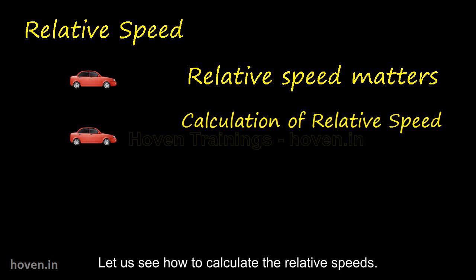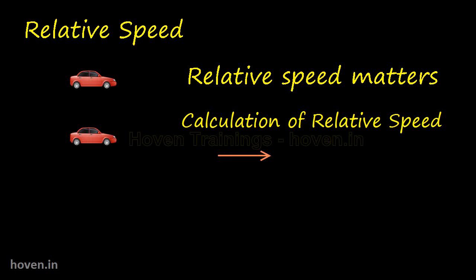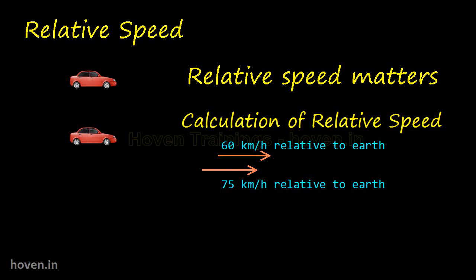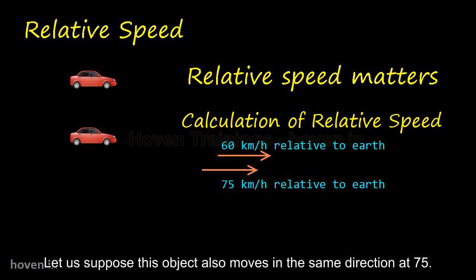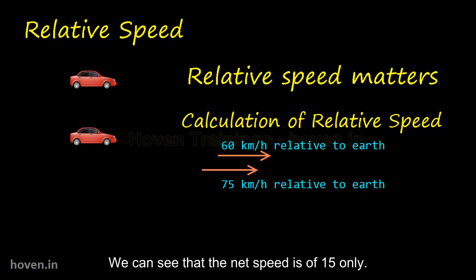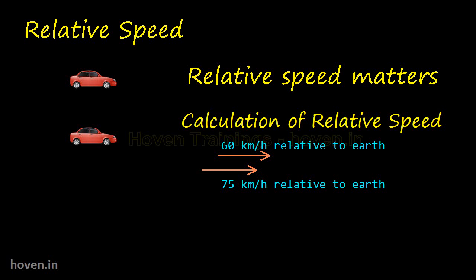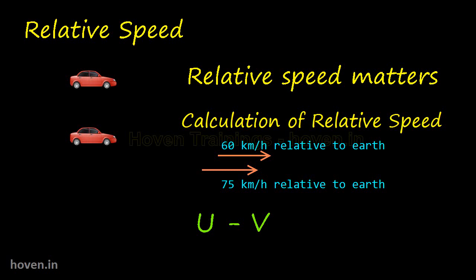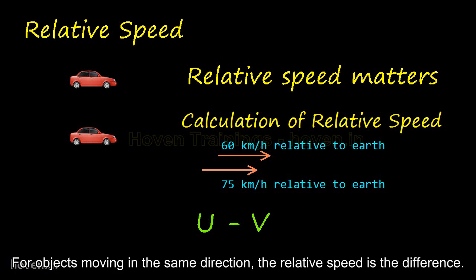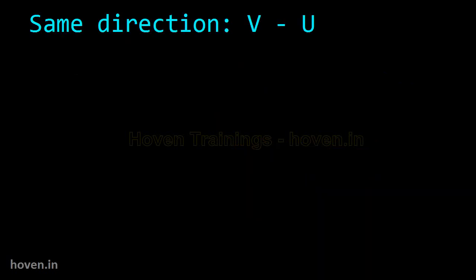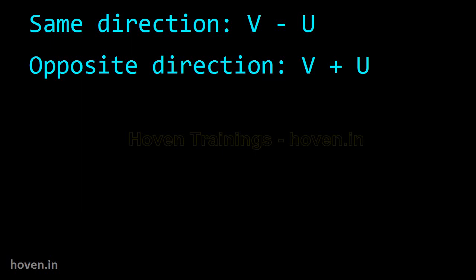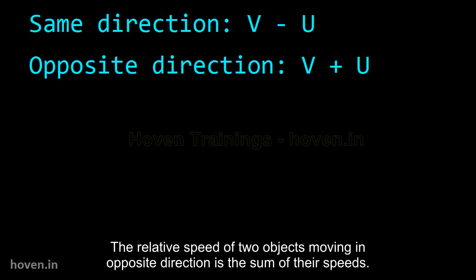Let us see how to calculate the relative speeds. Suppose this object is moving at 60. Let us suppose this object also moves in the same direction at 75. We can see that the net speed is 15 only. The net or relative speed is the difference between the speeds of the two objects. For objects moving in the same direction, the relative speed is the difference. The relative speed of two objects moving in opposite direction is the sum of their speeds.